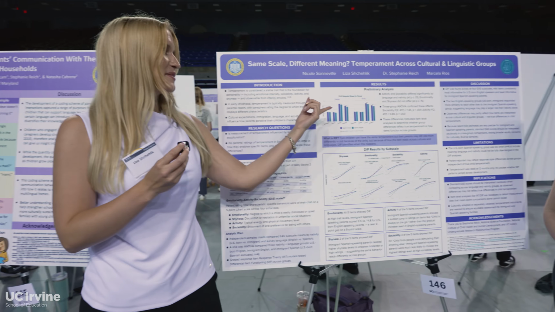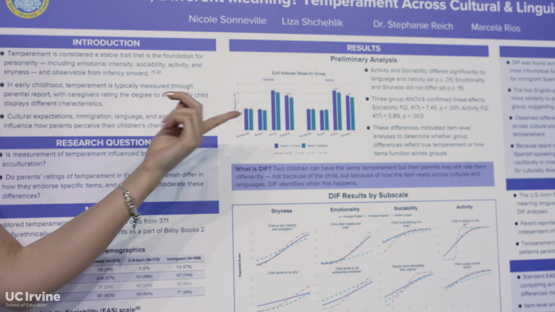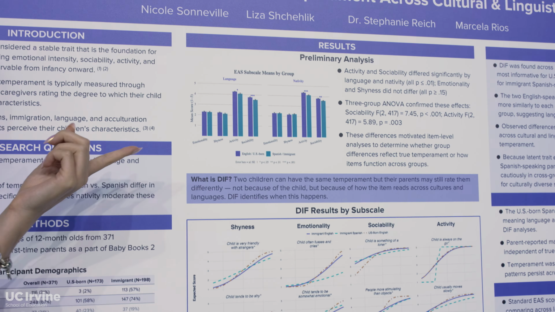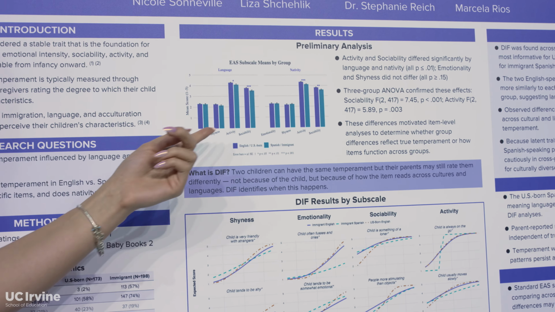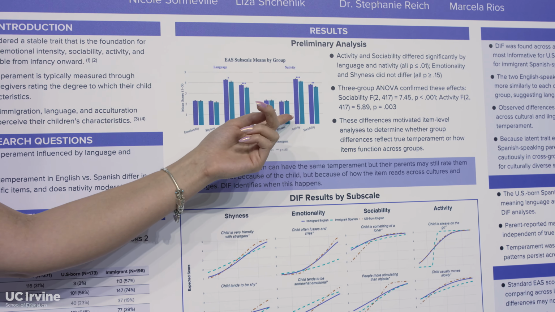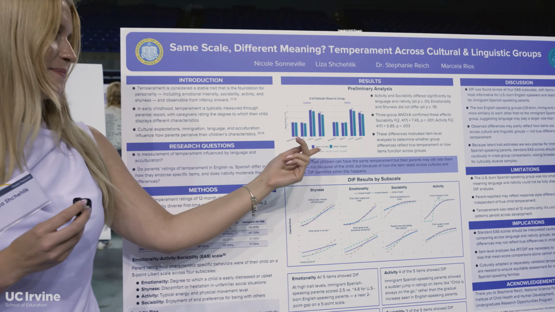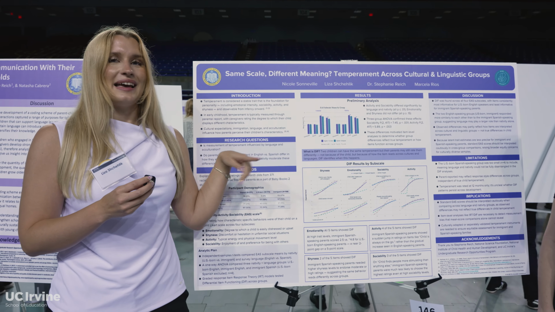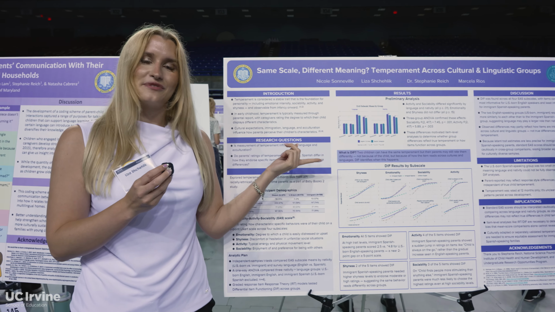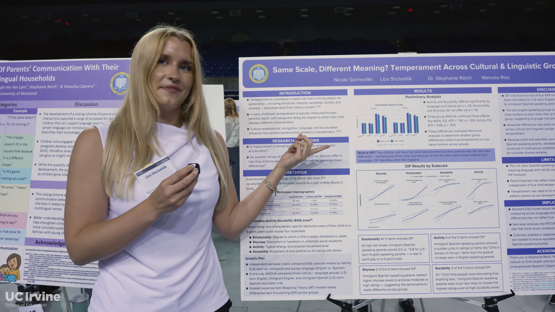Now, for results, we have our preliminary analysis. We saw that activity and sociability differed significantly between language and nativity. So you can see that English and US-born parents do have higher mean averages in comparison to the Spanish and immigrant parents. And then a one-way ANOVA did confirm these results, showing that there are significant differences.